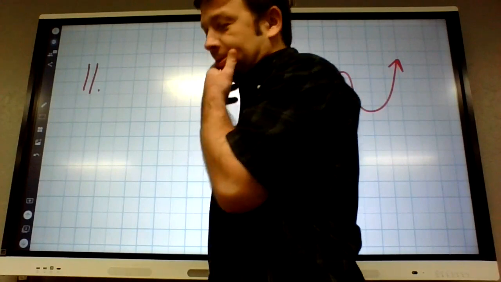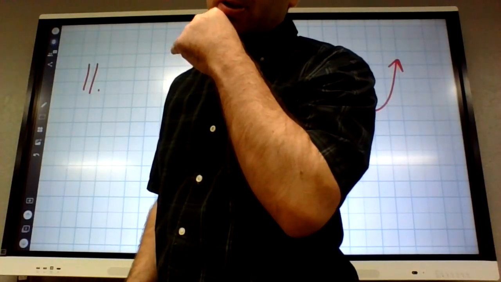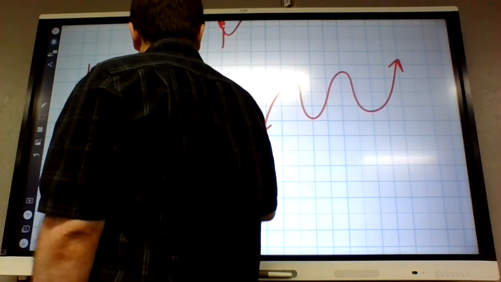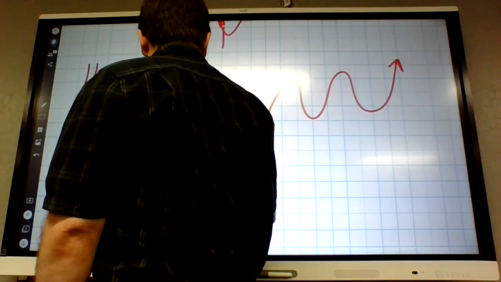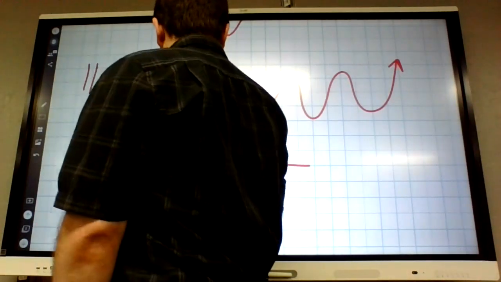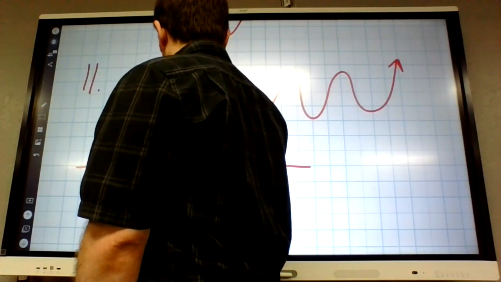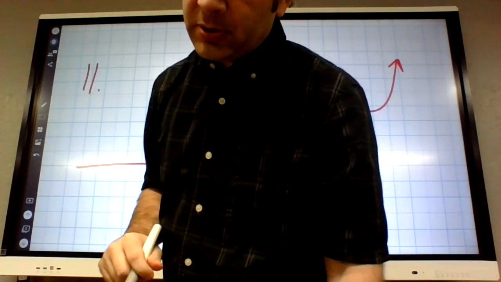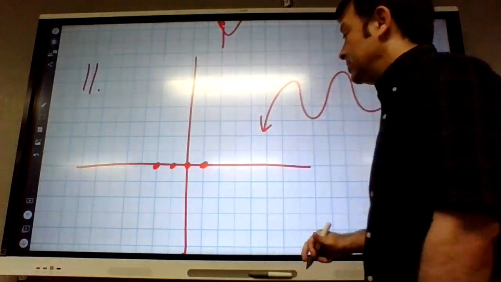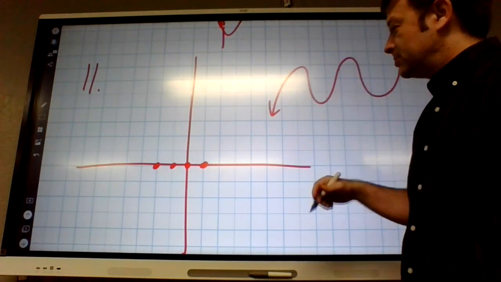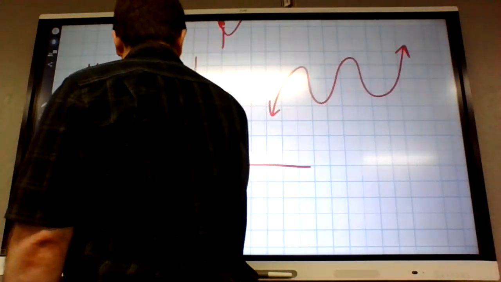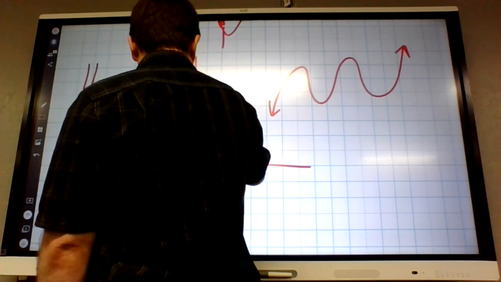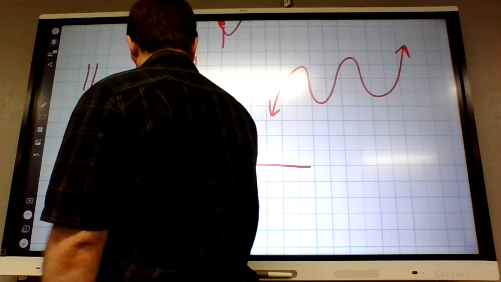Okay, 11. What are the roots? 0, -2, 1, and -1. Oh boy. Zero, -2, -1. But 0 is a double root. So here's my double hump camel. 0 is a double root, so very odd.